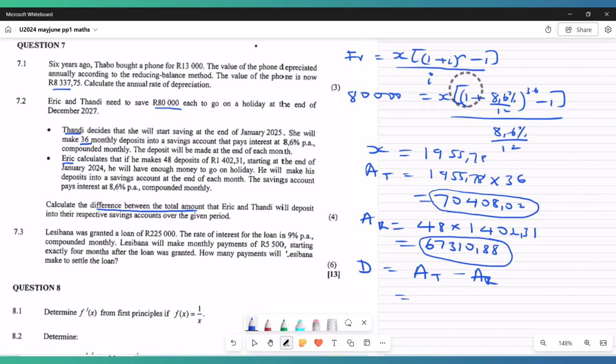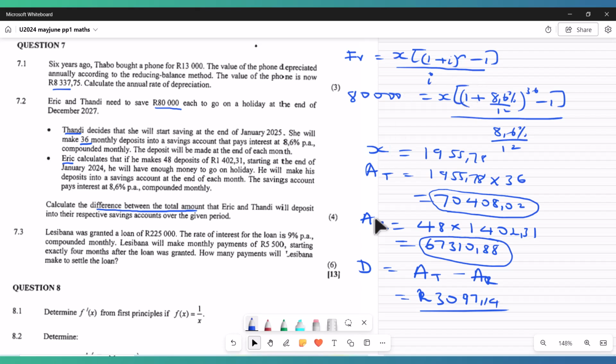It is 3097.14. Hope we are together. I hope we are together, people.